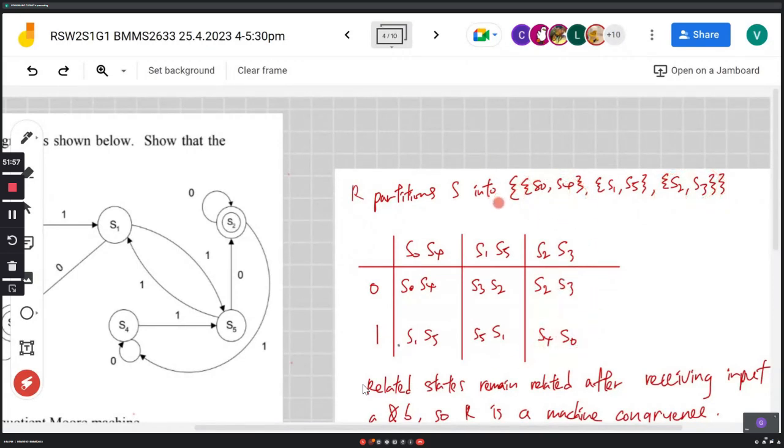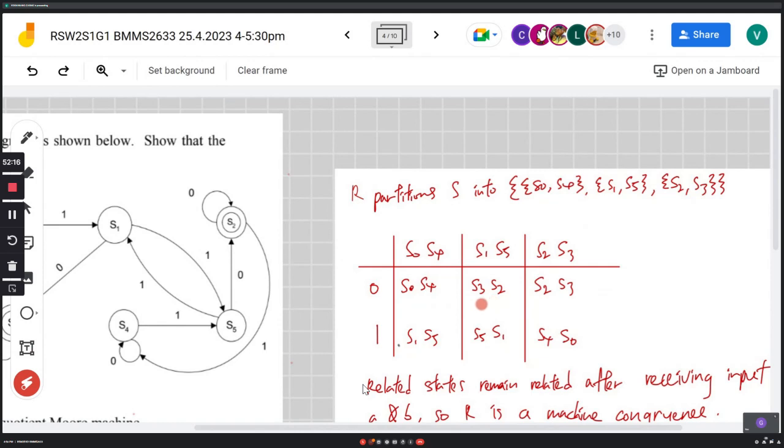So you must make sure all the steps, after the input 0 and 1, remain in the related steps. Related step means 0 and 4, 1 and 5, 2 and 3. Either one of them here.